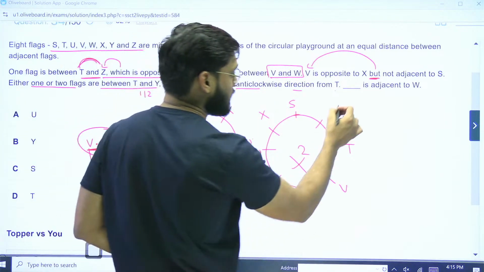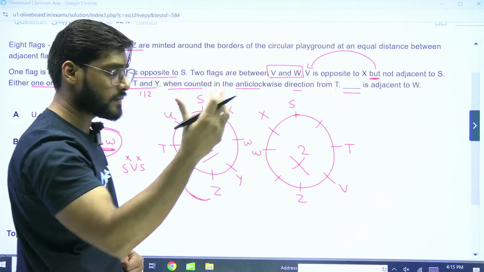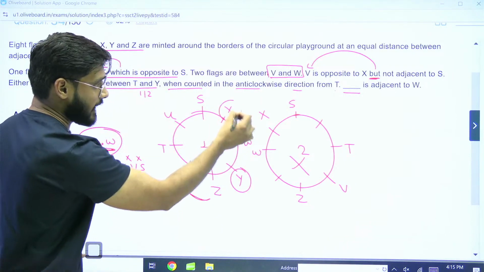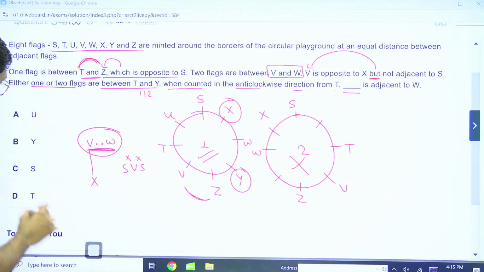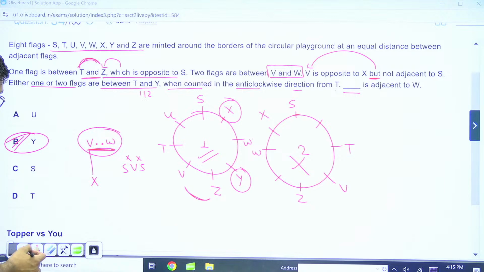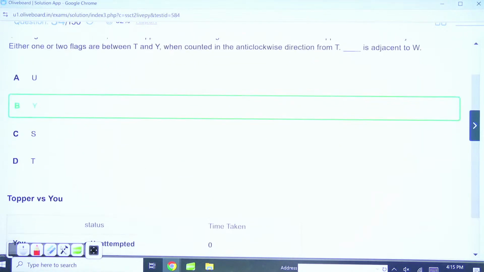Now we need to find who is adjacent to W. The adjacent person of W is either Y or X. Y or X means option number B. Option B is the right answer, and hence let's mark option B, that is Y.